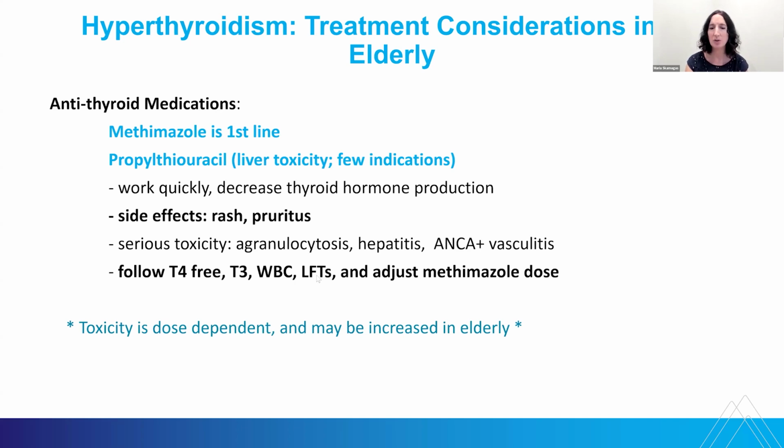We're going to look at their liver function panel, and we'll adjust the dose based on that T4 and T3. The TSH will lag. So if the TSH is low because T4 and T3 are high, it can take months for that to actually normalize.